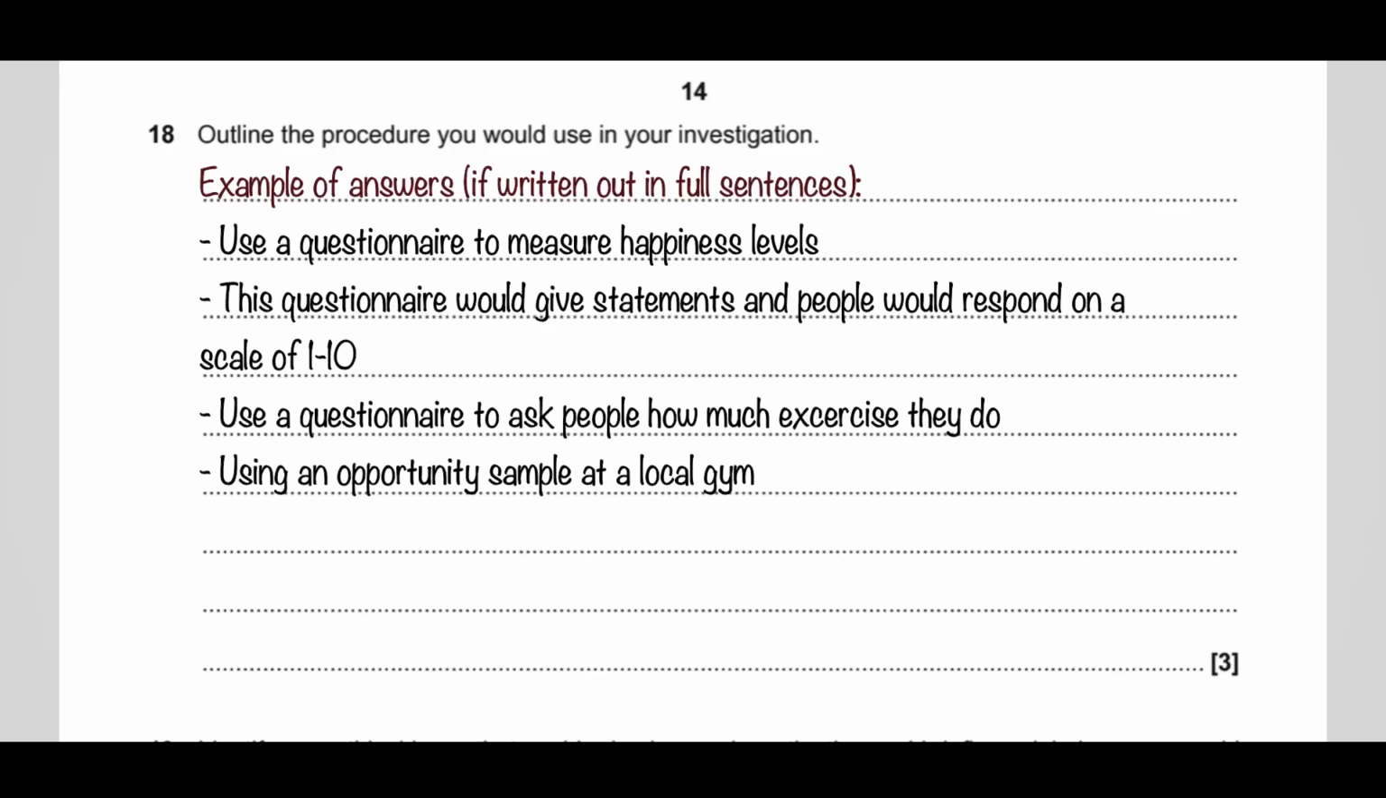So in terms of outlining the procedure of this, I would make sure to talk about at least 3 different features of my investigation. They could be any 3. I've put a little bullet point list here. Obviously in the real exam, you'd want to write in full sentences. However, examples could be talking about how you'd collect their happiness levels using questionnaires. That's going to get you a mark.